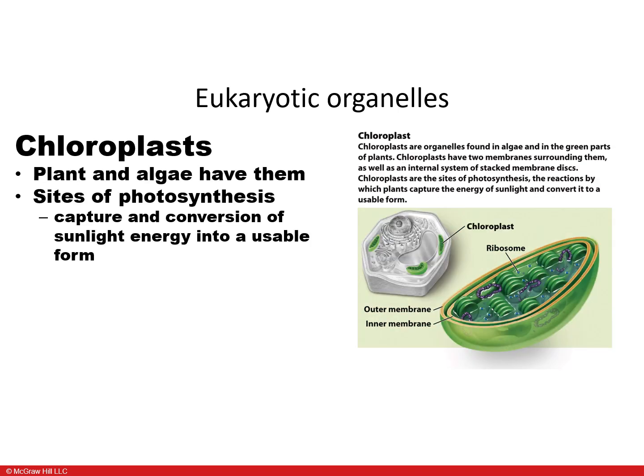Another organelle is the chloroplast. So plants and algae have chloroplasts. And the purpose of the chloroplast is that they're involved in photosynthesis. And photosynthesis is basically capturing the energy from the sun. And what they do is they use that energy from the sun in order to make food for the plants, and at the same time, they actually make food for us humans as well.